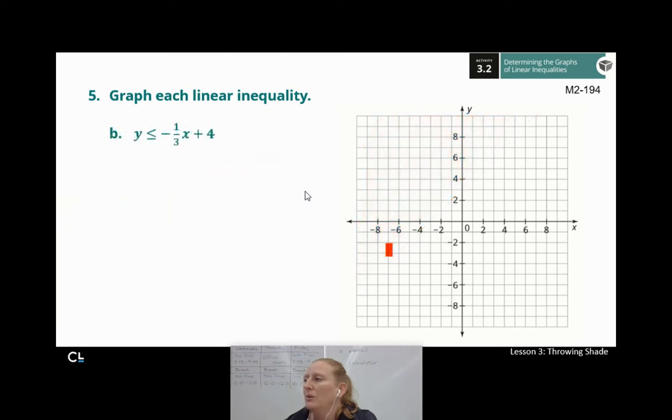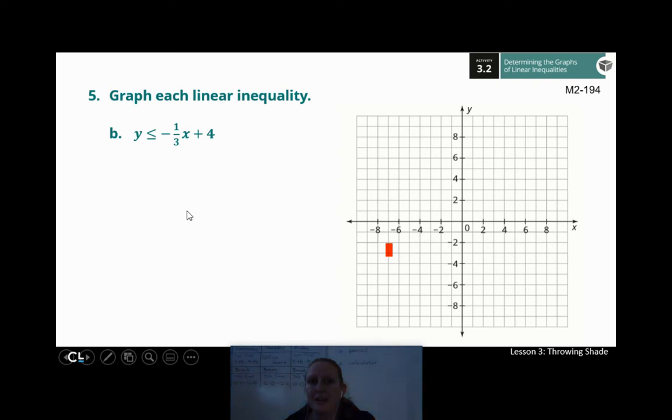Next. Oh, sorry about that. There's a little dot there I didn't mean to have. I'll fix that in a little bit.